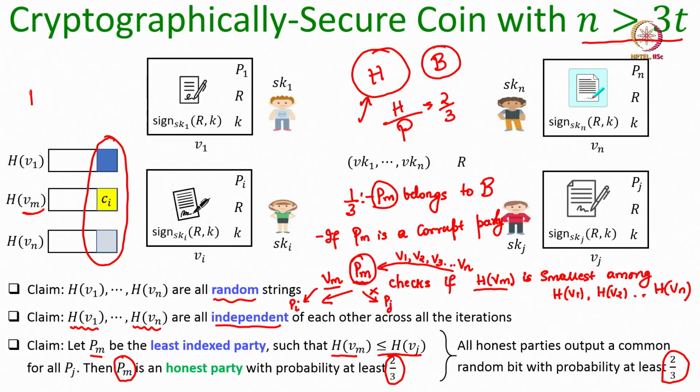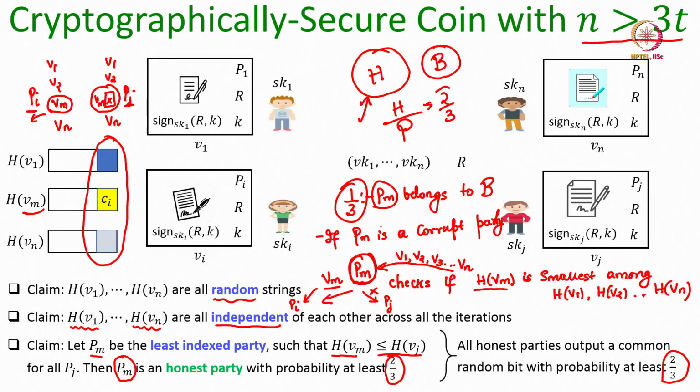This will result in the following scenario. Pi will have V1, V2, VM, Vn, all of them, whereas Pj will have V1, V2, it will not have VM, and it will have all other tuples. Now, for Pi, it is the tuple VM whose hash value will be the least, so it will output the corresponding LSB. But for Pj it will be some other tuple whose hash value turned out to be the smallest, because the tuple VM whose hash value is supposed to be the smallest among the list is not available with Pj, because the corresponding corrupt party PM has decided not to send it to Pj, in which case the bit which Pj is going to output will be different from the bit which Pi is going to output. This happens only if PM is a corrupt party, which can happen with probability 1 over 3.